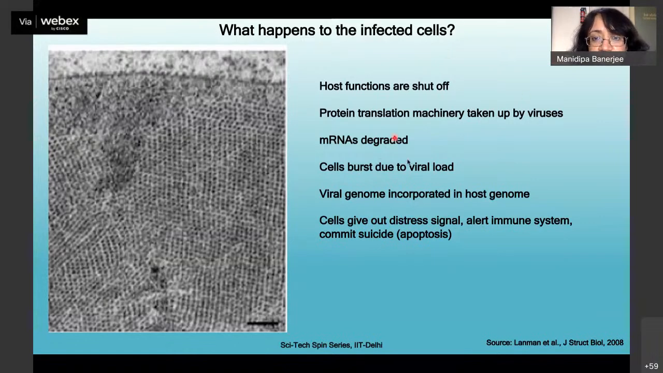But while this process is going on, the cells are bursting due to viral load, lots of viruses are being generated. So what do our cells do during this process? Our cells give out what are called distress signals. They make chemicals which alert our immune system. And our cells also, if they are infected by viruses, have a way to commit suicide, right? Cellular suicide is a very step-by-step, very intricate process. It's called apoptosis. So when cells are infected by viruses, they have a way to commit suicide. What would that do? That would prevent the multiplication of the virus and spreading of it in surrounding areas, right?